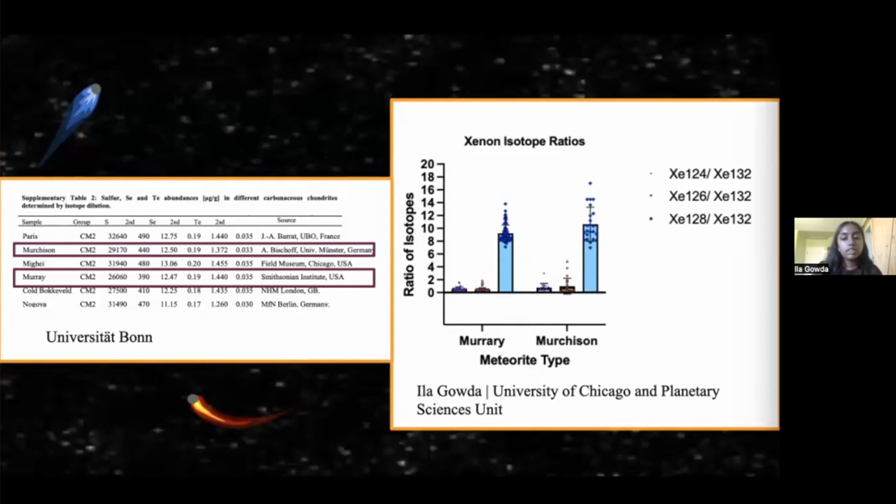Finally, with tellurium, Murchison had an abundance of 1.372, while Murray had an abundance of 1.44 micrograms.